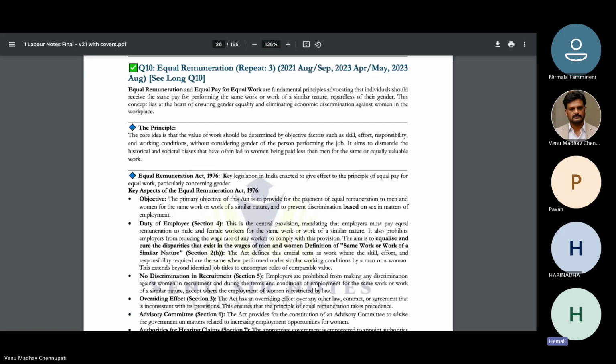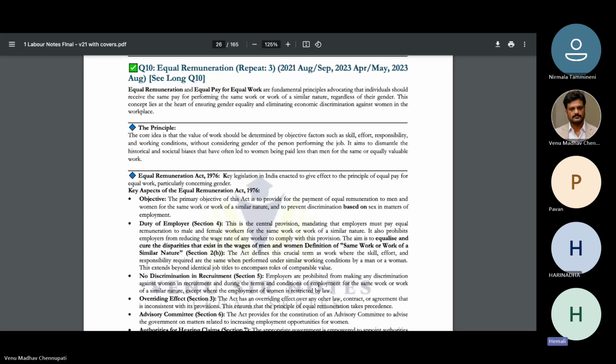The Equal Remuneration Act 1976 is the key legislation in India enacted to give effect to the principle of equal pay for equal work, particularly concerning gender. Key aspects of the Equal Remuneration Act 1976.